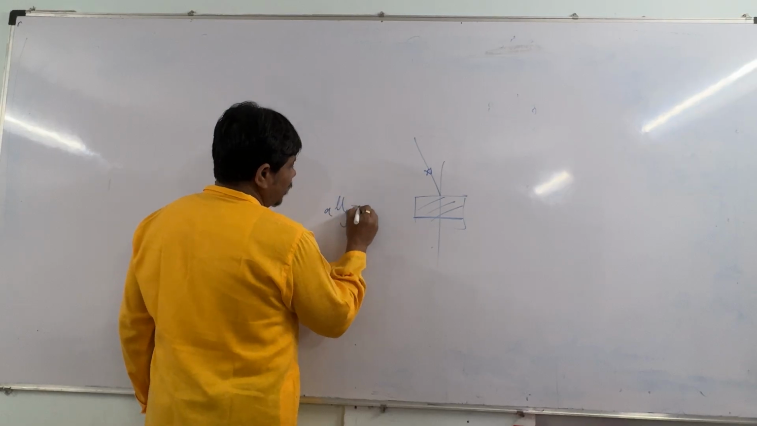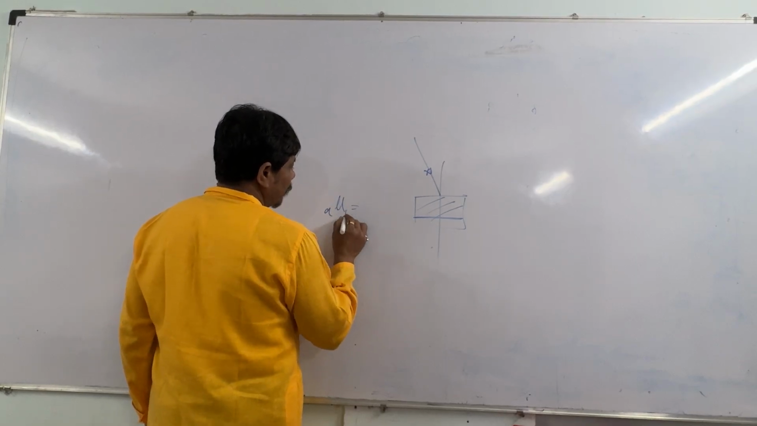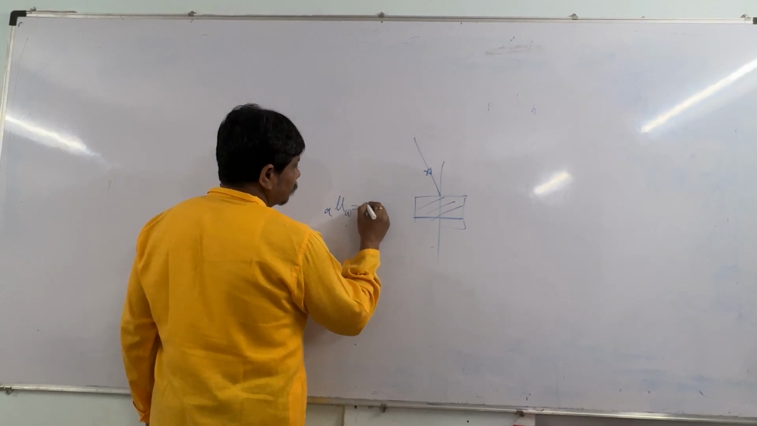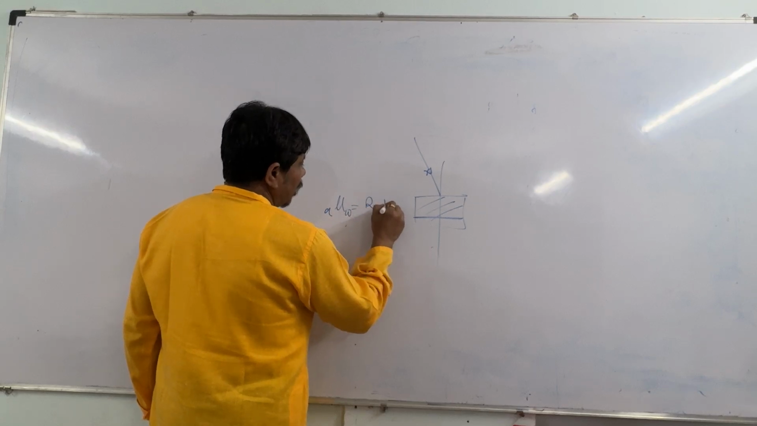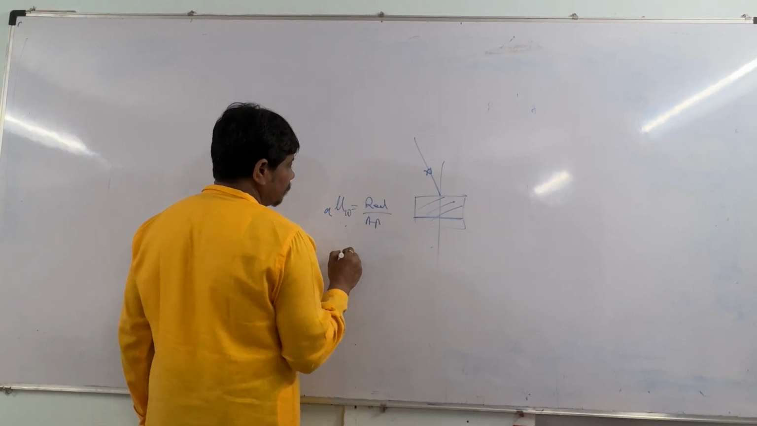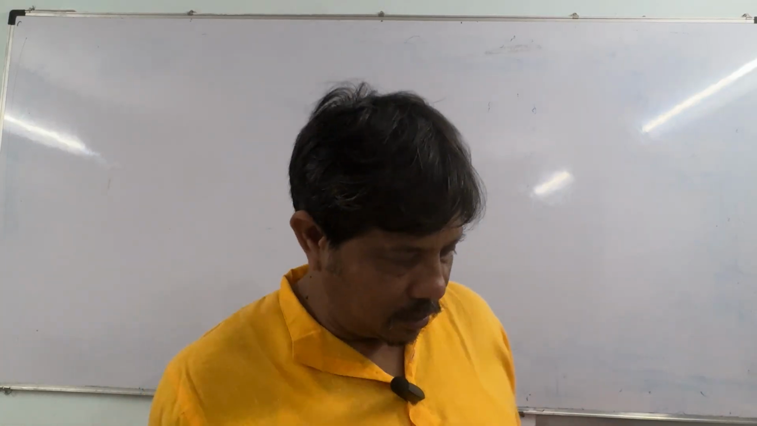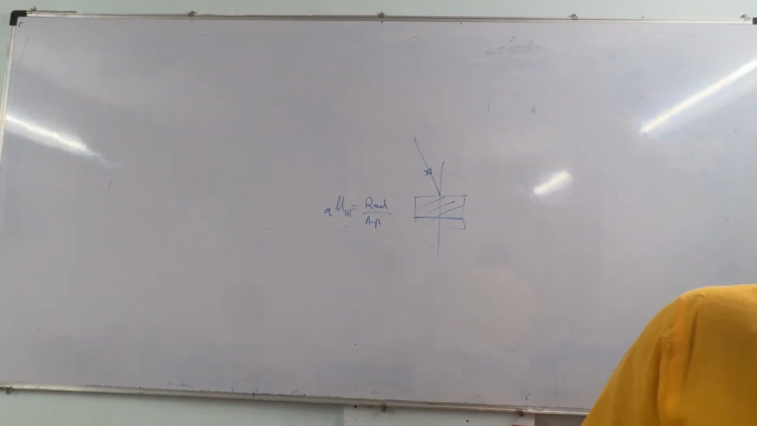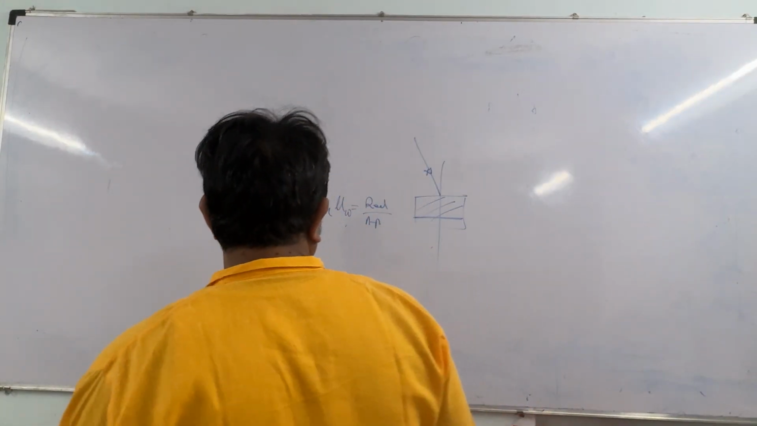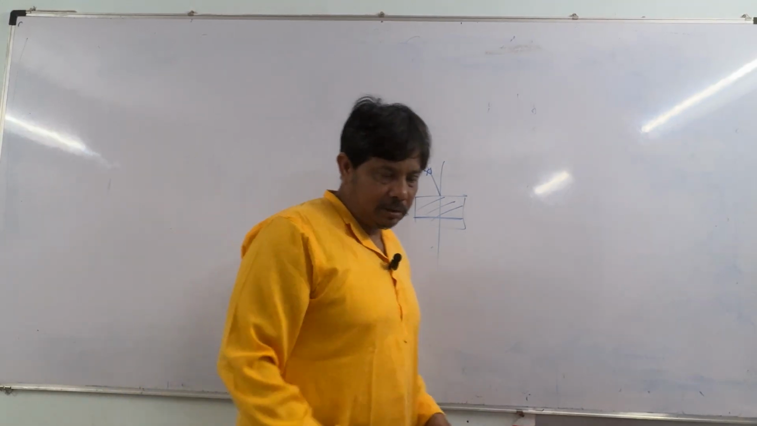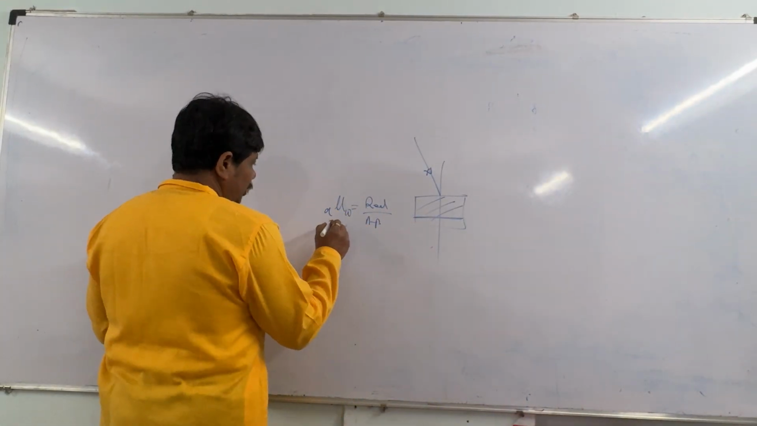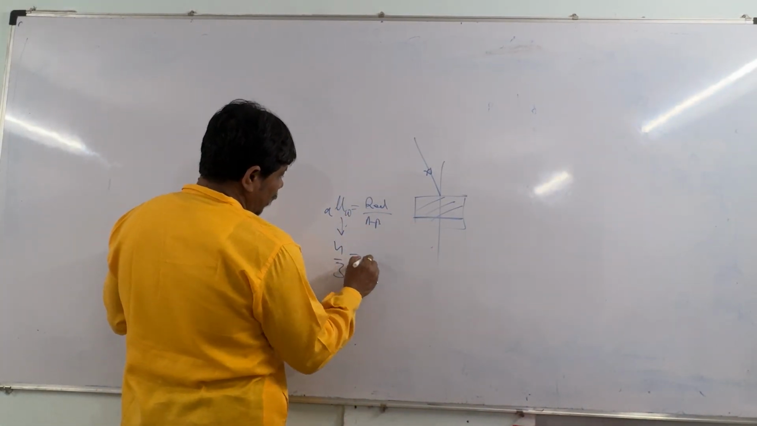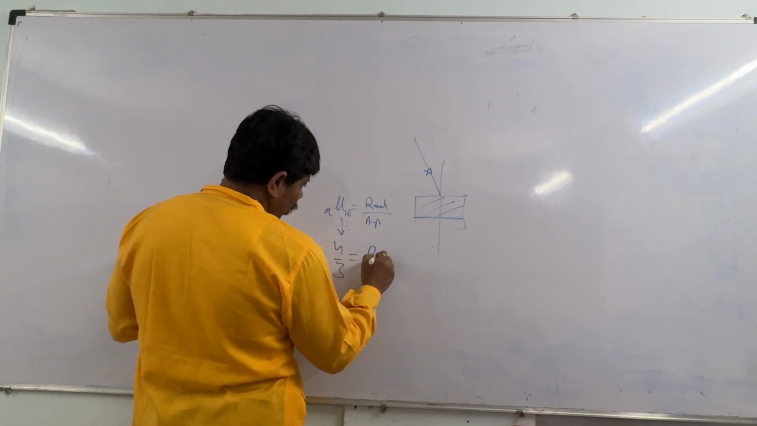A mu G is equal to A mu W. Absolute refractive index, we can say, is real depth upon apparent depth. The refractive index is given as 4 by 3 and the apparent depth is 2.7. I will solve: 4 by 3 is equal to real upon apparent.